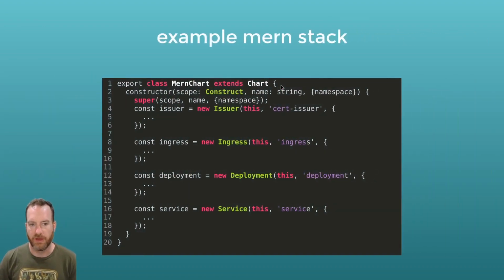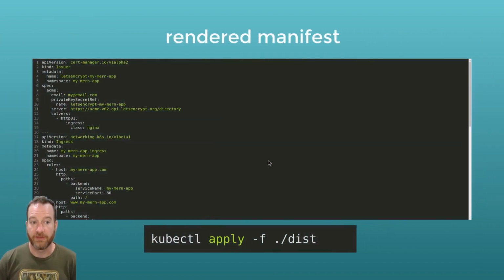This is an example of a MERN chart that I built this year for a Kubernetes cluster that I manage that has like 3 or 4 running MERN applications in it. So in this case, this chart will create me an issuer for all my certificates. It'll create an ingress for my public accessibility, and then I've got a deployment and a service, and these things all get wired together. And at the end, it spits out all of this YAML that I can then just kubectl apply to my Kubernetes cluster.